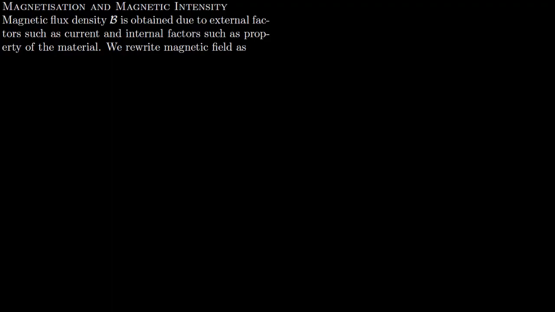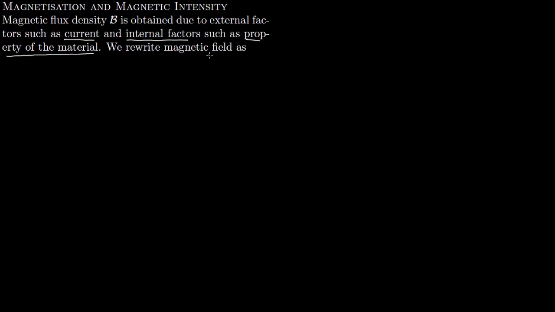We now talk about magnetization and magnetic intensity. So the magnetic flux density is obtained due to external factors. The external factors could be current, and there are internal factors. These internal factors could be the property of the material. You can imagine that iron and silk and rubber and glass, all these would have different internal factors, and the current applied to them could be the same.